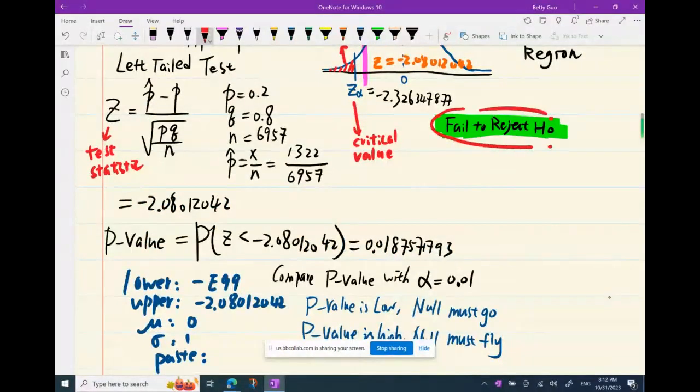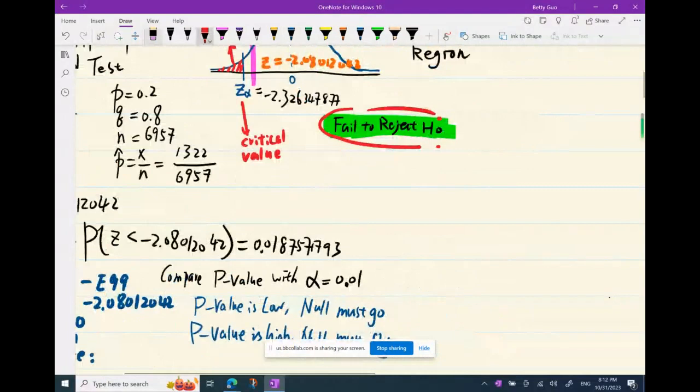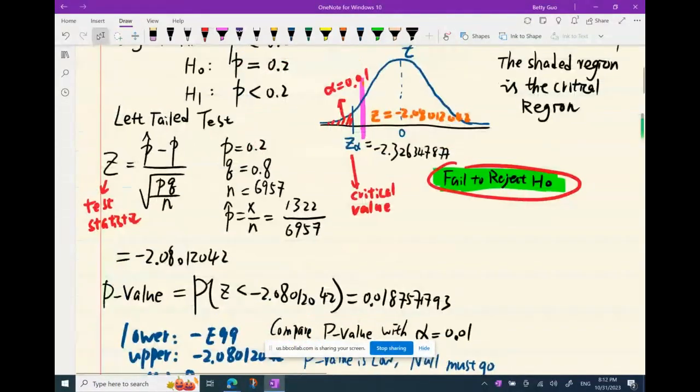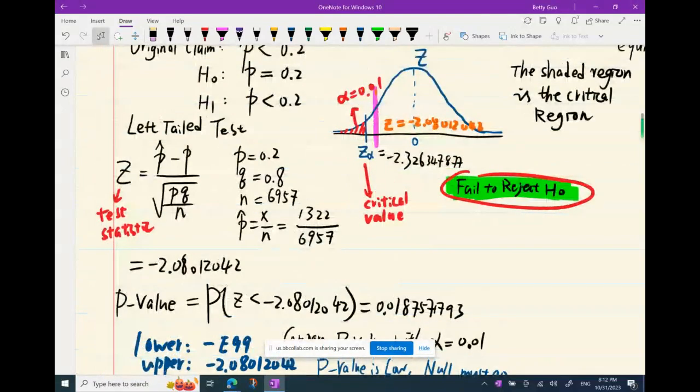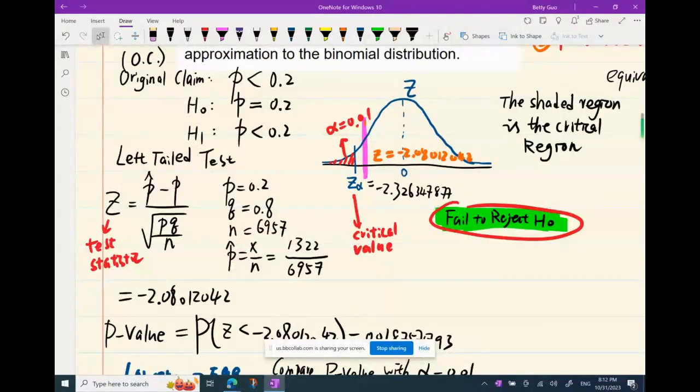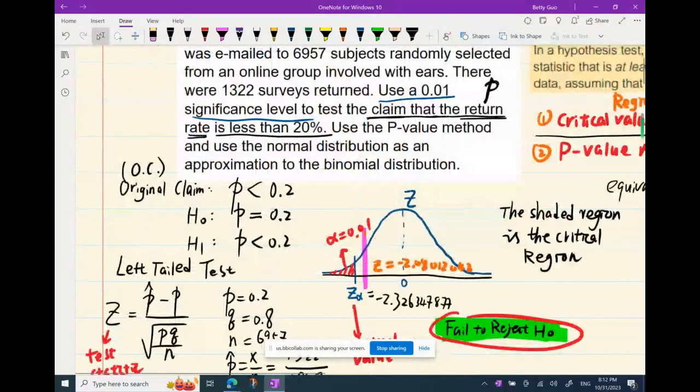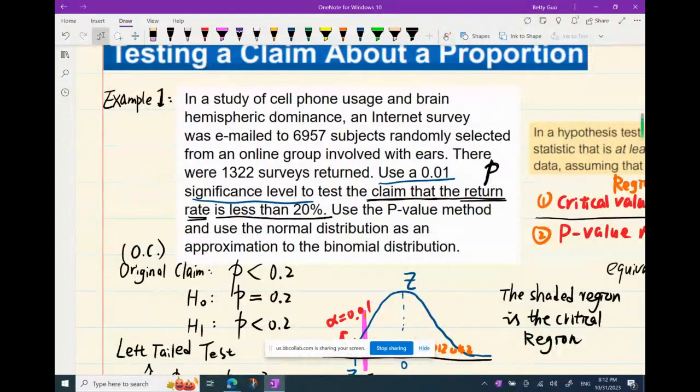You see that? The two methods are always equivalent, always give you the same result. Both methods we applied give us the decision that we fail to reject the null. All right, not done yet. The two methods give us the decision about the null, but the null didn't even exist in the original problem. We are testing the original claim.